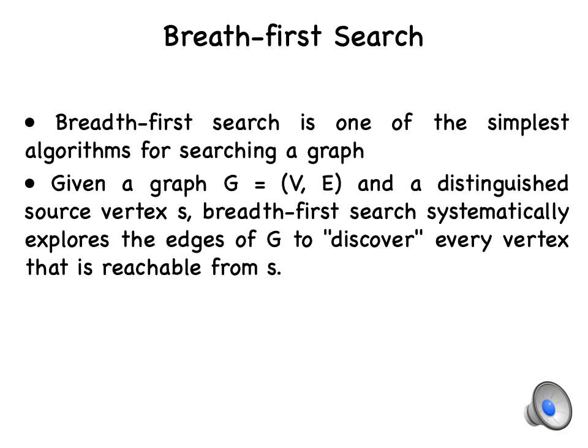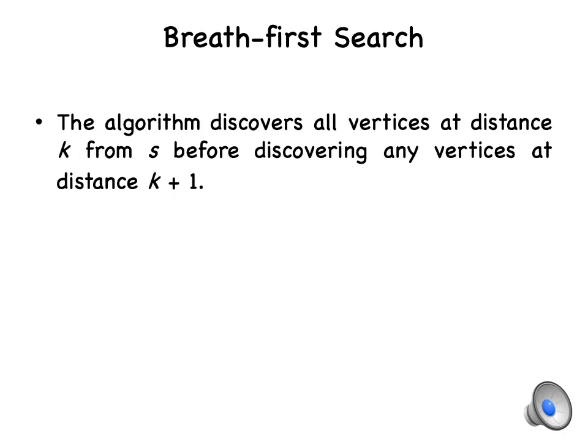Breadth first search is one of the simplest algorithms for searching a graph. Given a graph G equals V comma E, where V is a set of vertices and E is the set of edges, and a distinguished source vertex S. As we already said, a graph doesn't have a beginning. You will have to specify a source vertex from where the traversing has to be started. Breadth first search systematically explores the edges of G to discover every vertex that is reachable from S.